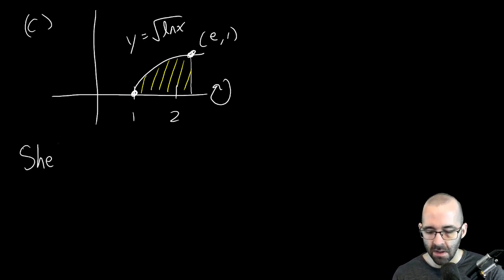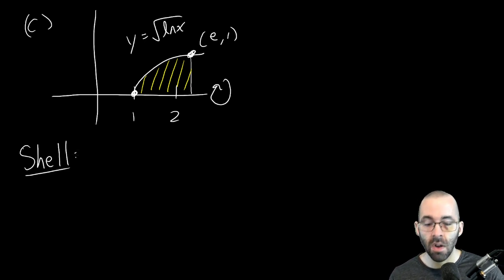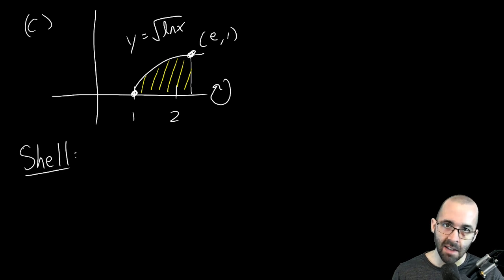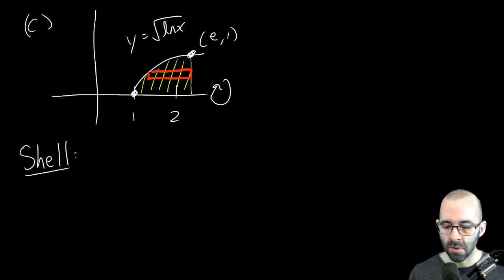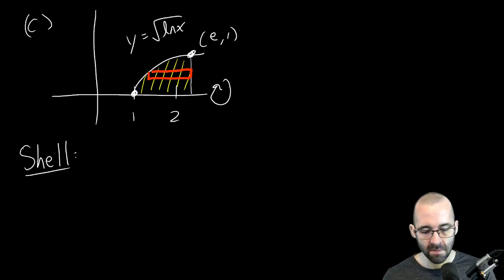The shell method. Again, for shell, it's rotated about the x-axis, so we're going to think about things in terms of y. Let's use a different color. These are our shells. They're getting rotated around like this. So what's this distance in this shell? Well, it's going to be just the right minus the left.